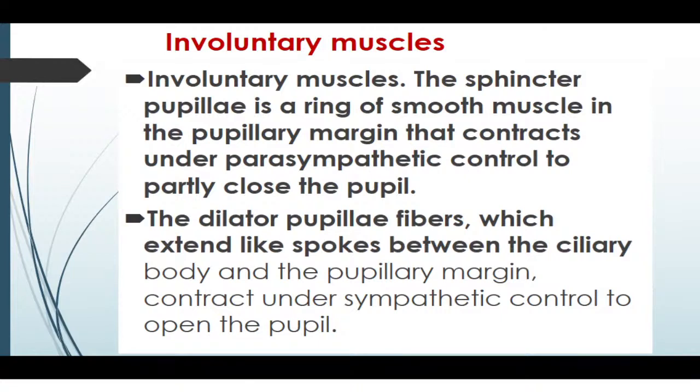Ordinarily, these are involuntary muscles. The sphincter pupillae is a ring of smooth muscle at the pupillary margin that contracts under parasympathetic control, partly closing the pupil. The dilator pupillae fibers, which extend like spokes between the ciliary body and the pupillary margin, contract under sympathetic control to open the pupil. Parasympathetic closes the pupil. Sympathetic control opens the pupil.